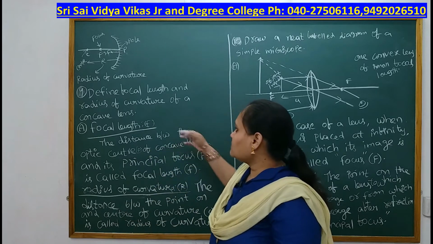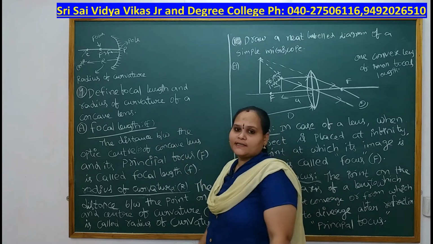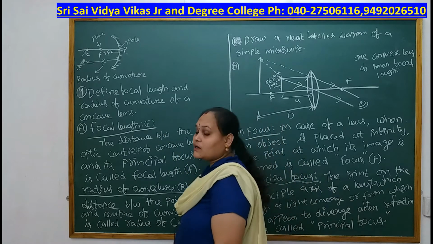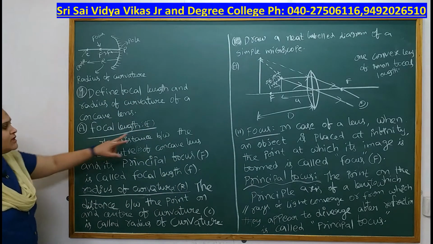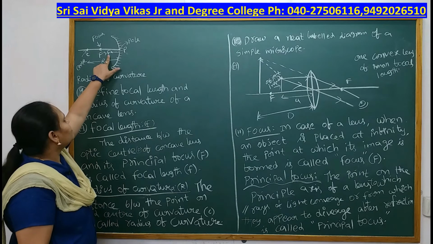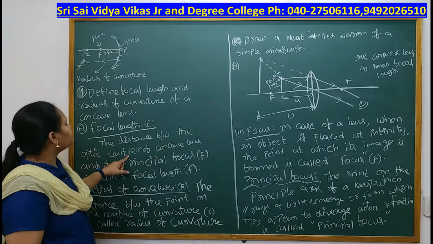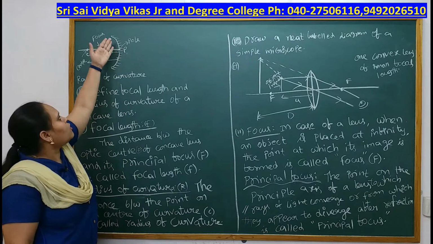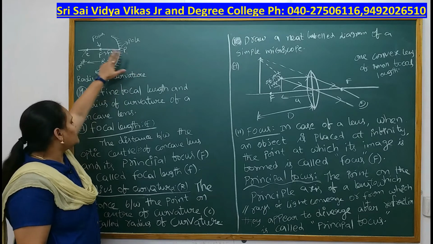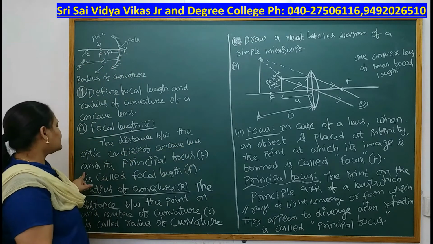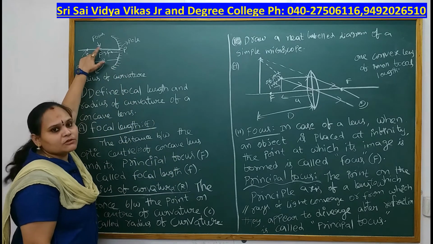Our next question is: define focal length and radius of curvature of the concave lens. Focal length is denoted by small f. It is the distance between the optic center P of the concave lens and its principal focus F. This is the principal focus F.